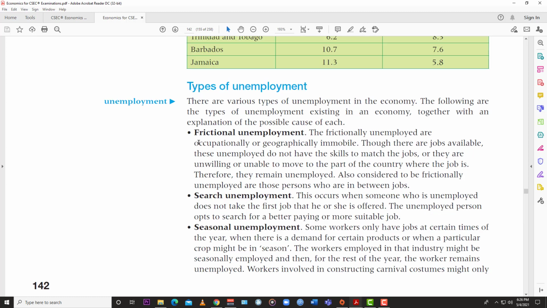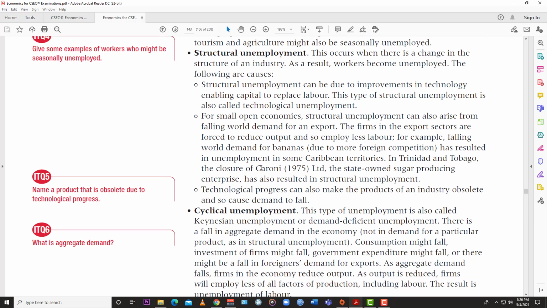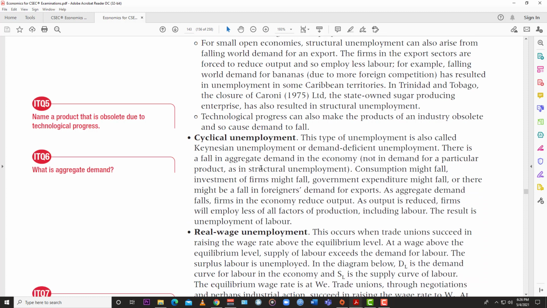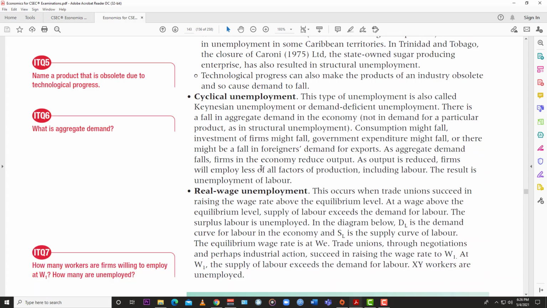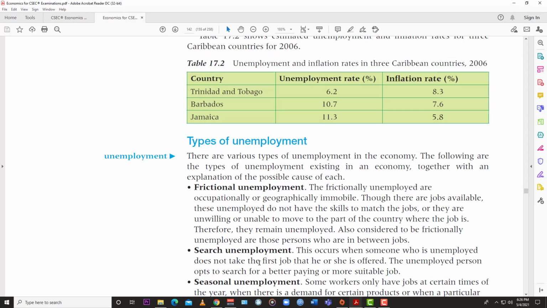So the first one we have here is frictional unemployment. Then we have seasonal unemployment. We have search unemployment. Then we have structural unemployment. And we have cyclical unemployment. And then we have real wage unemployment. So that's 1, 2, 3, 4, 5. So you have it, 5 right there.